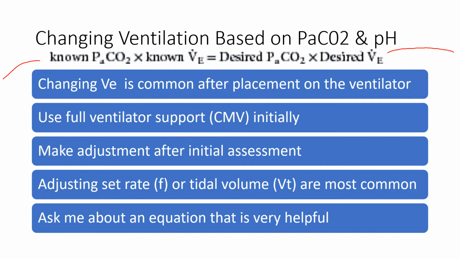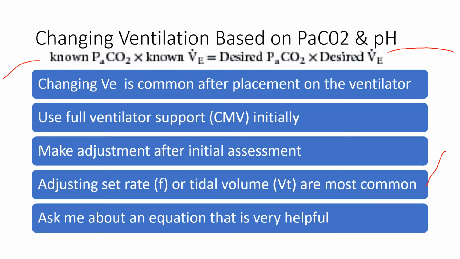So when we're adjusting these patients based upon the blood gas, we usually adjust the rate or tidal volume, the most common things. So most patients, pediatric through adults, are placed on volume ventilation, right? Either volume control ventilation or volume targeted ventilation.